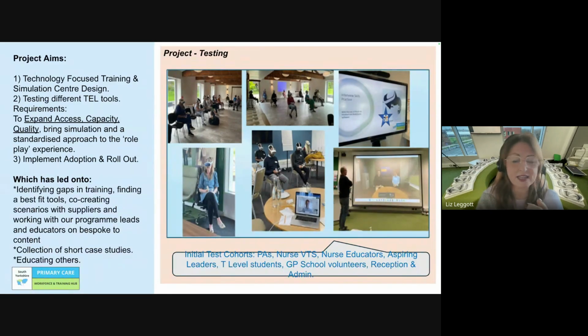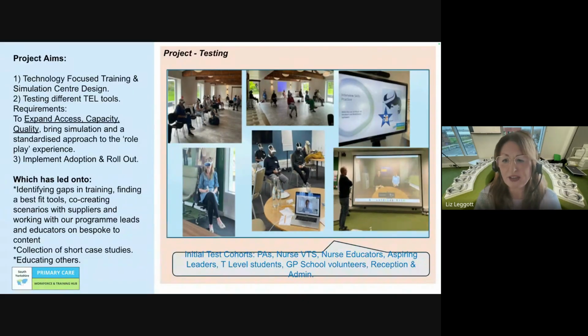They had to expand access to good quality training. They had to expand capacity to that training as well, and actually bring a different quality to what we were already delivering. So a lot of face-to-face, as well as online, obviously through COVID, and a bit of simulation, but not massively, not how we understand simulation now.